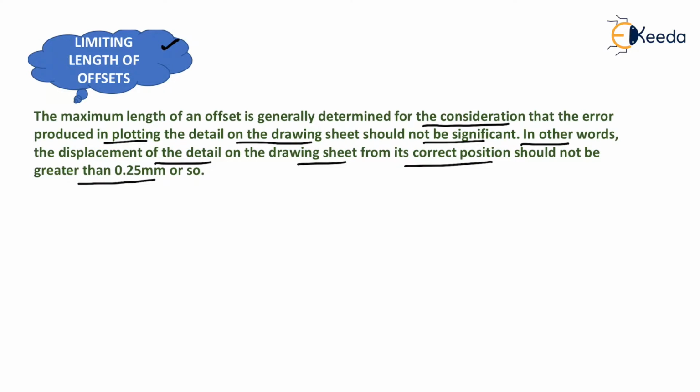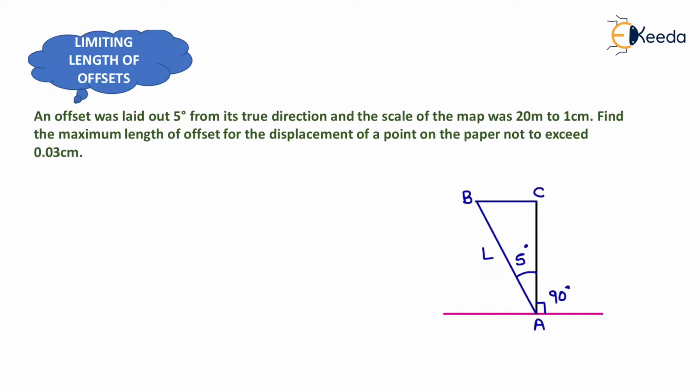It means that when we draw an offset and if there is a horizontal displacement, then it should not be greater than 0.25 mm or so on the drawing sheet. Now one question is there: an offset was laid out 5 degrees from its true direction. It means that we have to draw the offset like this, that is AC, but due to some mistake the offset was laid out at an angle of 5 degrees and is measured as capital L, and the scale of the map was 20 meter to 1 centimeter. It means that a 20-meter distance on the ground corresponds to 1 centimeter on the sheet.